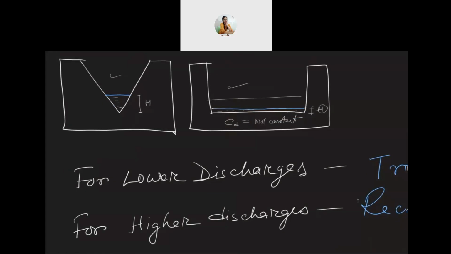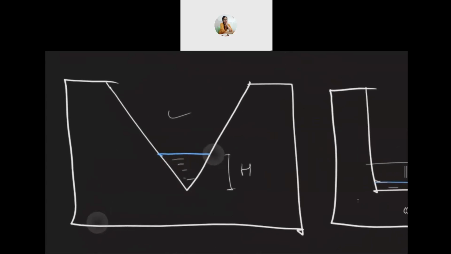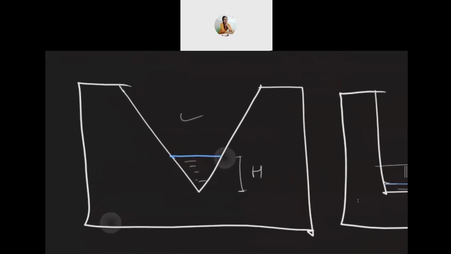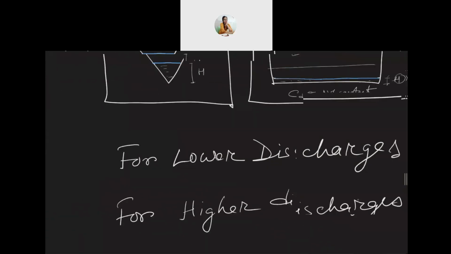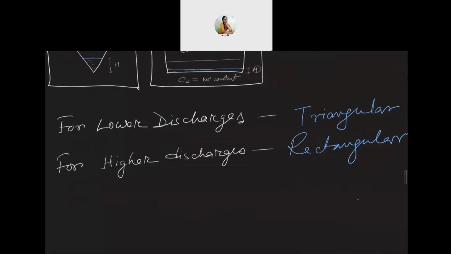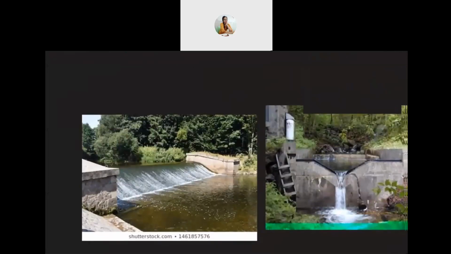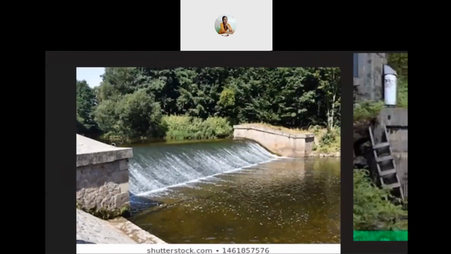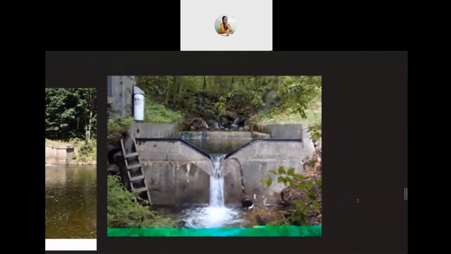But that problem can be solved in the case of a triangular notch, because for a small value of discharge, you will have a considerable head, and therefore the effects of surface tension and all those things will be negligible. As you can see, in this large river, we have provided a rectangular notch, but in this very small stream, we have provided a triangular notch.